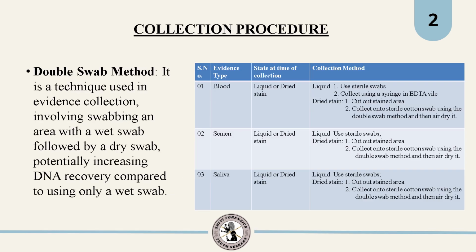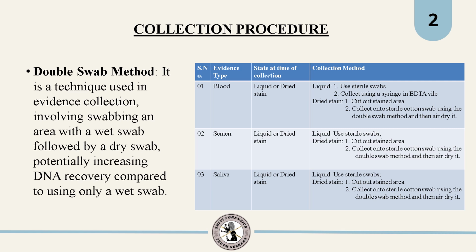Now we will discuss the collection procedures that are used to collect these biological evidences from the crime scene. When we talk about blood, semen or saliva, usually it is present in two states at the crime scene, either in liquid or in dry state. If we have blood in very large quantity, like in a pool, we will take a syringe and collect the blood in an EDTA vial. It is important to collect it in an EDTA vial because EDTA is a preservative.